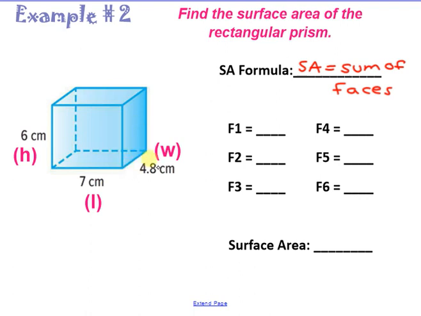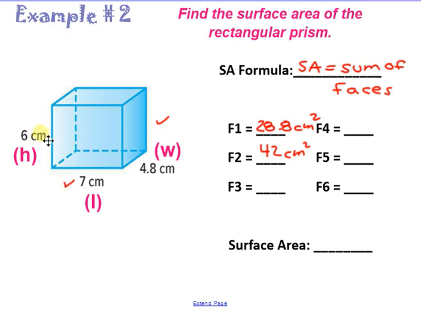So it says that my width, my base is 4.8 and my height is 6. So 4.8 times 6 is going to be 28.8 centimeters squared. Okay, so I got that side. Now here I have a base of 7 and a height of 6. So that's 42 centimeters squared. So I got that side.